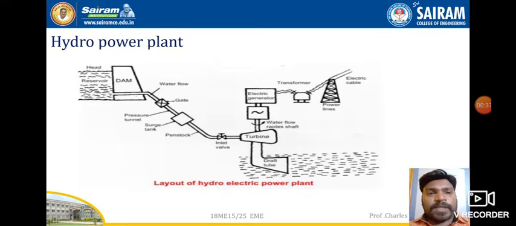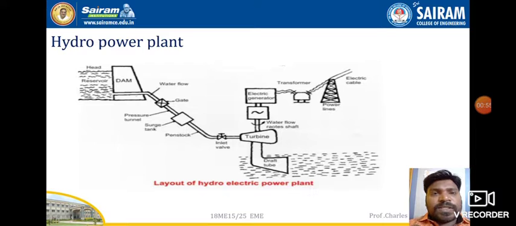and the power plant which is used is nothing but the hydropower plant. The layout of a hydroelectric power plant is shown in the diagram, and first let us see what the different components are and their functionalities. First we'll check that out, and then we'll move on to the working principle of the hydropower plant.